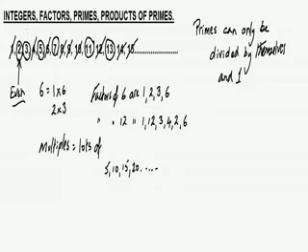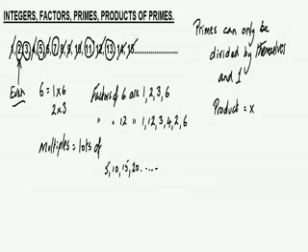So integers we know are just countable numbers. Factors are just numbers that divide into other numbers. Primes are numbers that can only be divided by themselves and 1. Now, products of primes. The word product, you may have seen this when you did your assessment. The word product means to multiply.